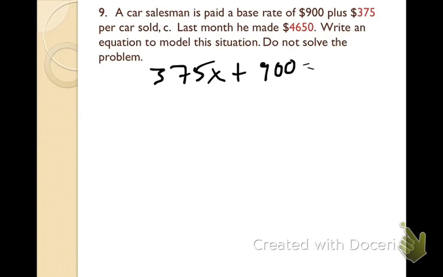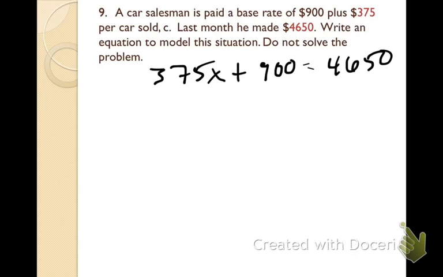Plus 900, right? And so the total for his month was $4,650. So we know whatever expression we're going to use to model how much money he makes, it's going to have to be equal to the total of $4,650, right?